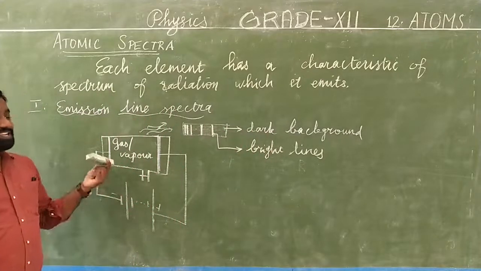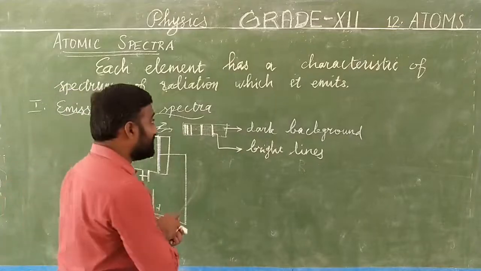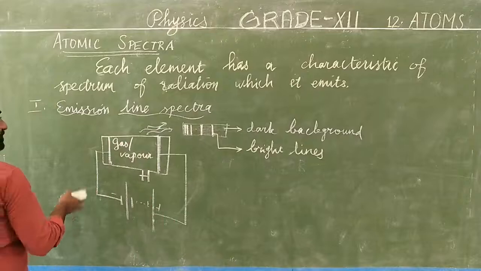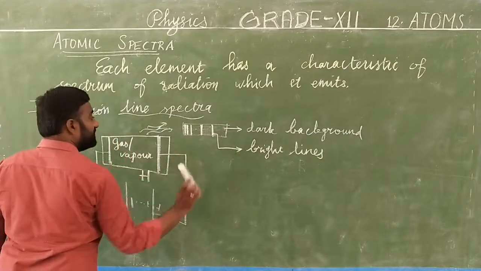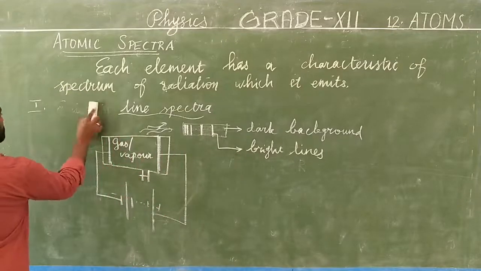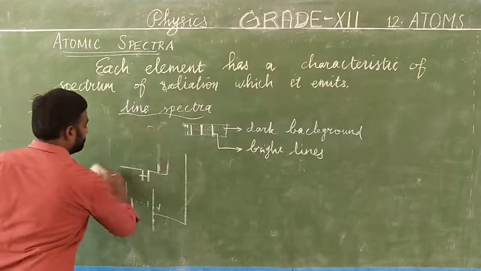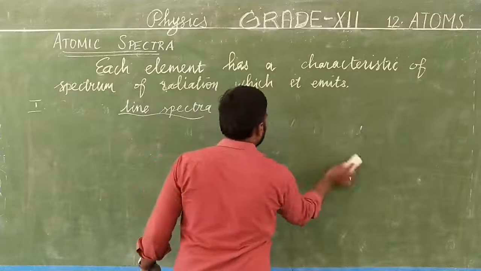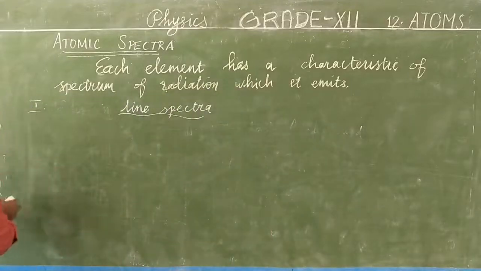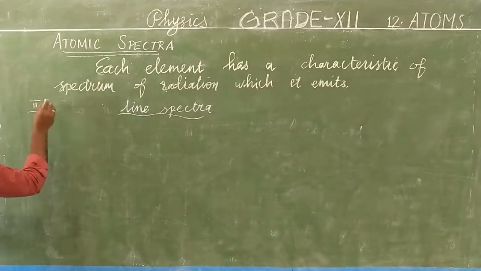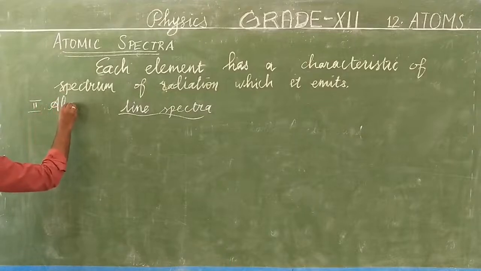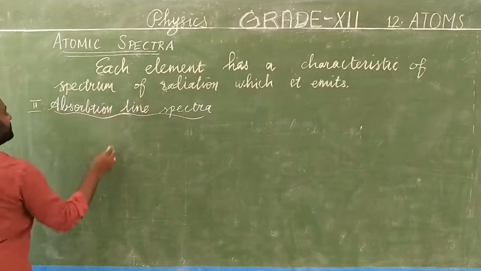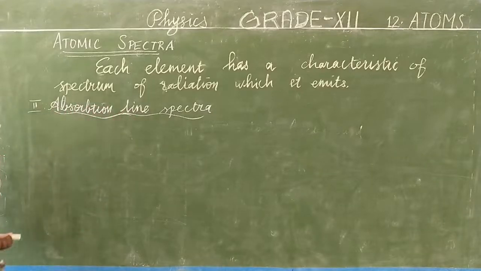But absorption line spectrum is probably different. So what is absorption line spectrum? You are clear about this now? So emission line means bright lines with a dark background. The second one is absorption line spectrum. What is absorption line spectrum?